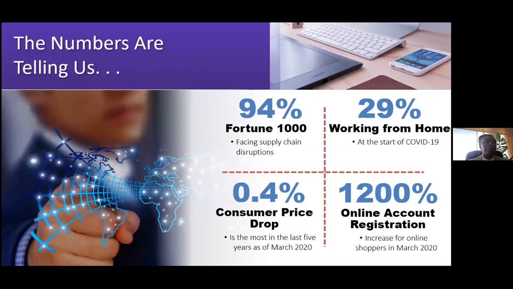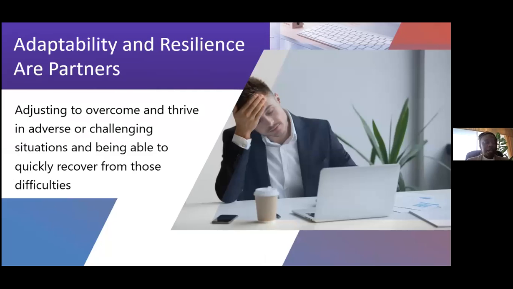With the social distancing, with the closure of businesses and organizations, these numbers are just reflecting the fact that there is a forced adaptation that has been placed upon us if we are to not only continue and function, but thrive. And so what are some things that we need to consider in doing that? Well, for one, have a partial goal to be resilient. Adaptability works along with resilience. And that can be described as not just adjusting to overcome and thrive in adverse or challenging situations, but also being able to quickly recover from the difficulties.